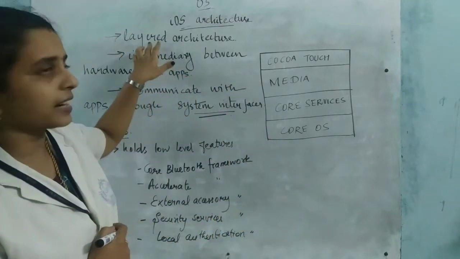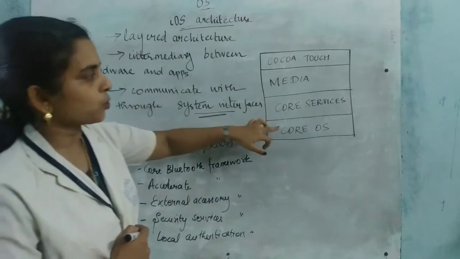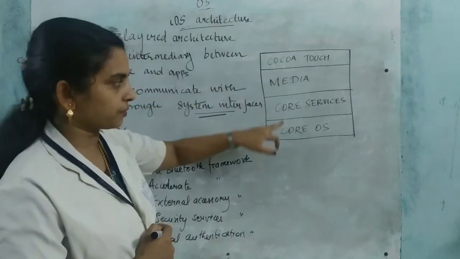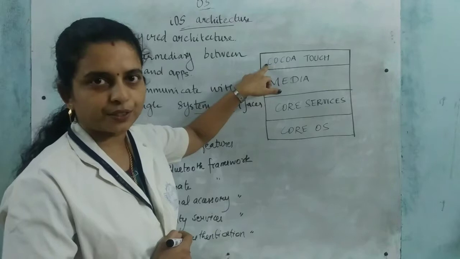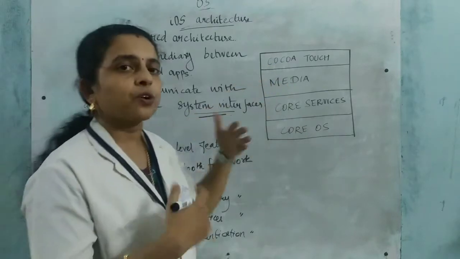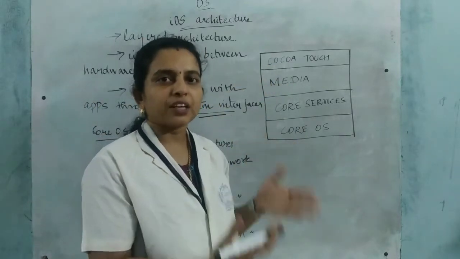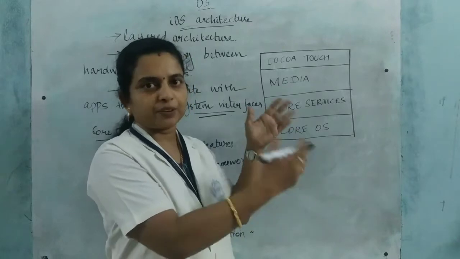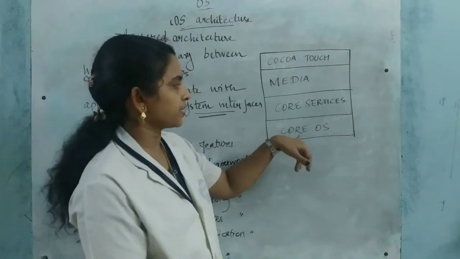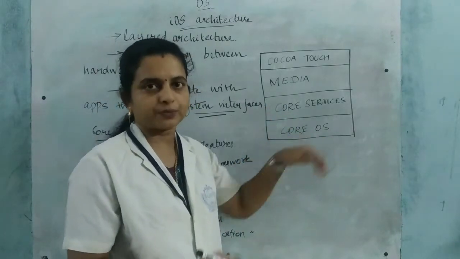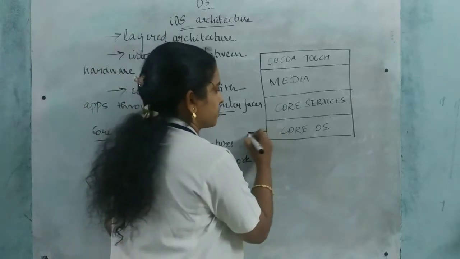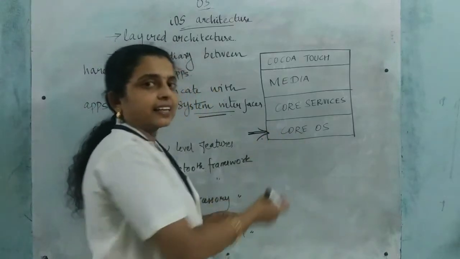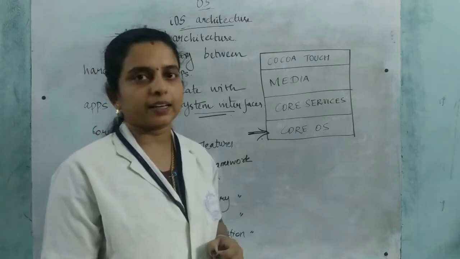I told you it is a layered architecture, right? So many layers are there, starting from Core OS to Cocoa Touch. These are the layers. Next we can see the functionalities done by each and every layer. Understand? So the first one is Core OS. First we can see the very base layer, that is the core operating system.